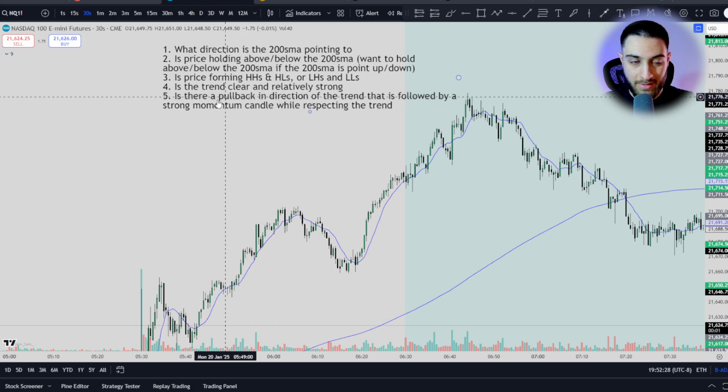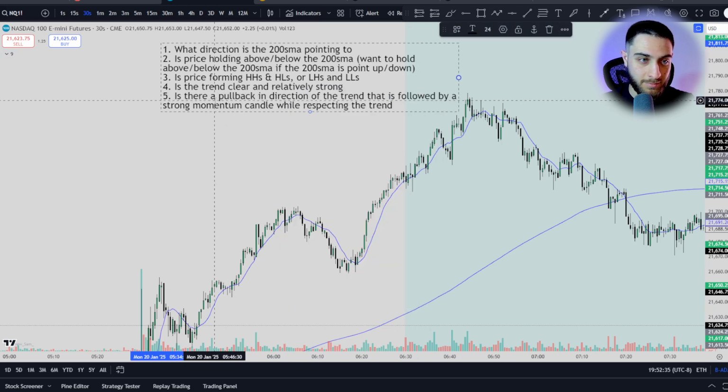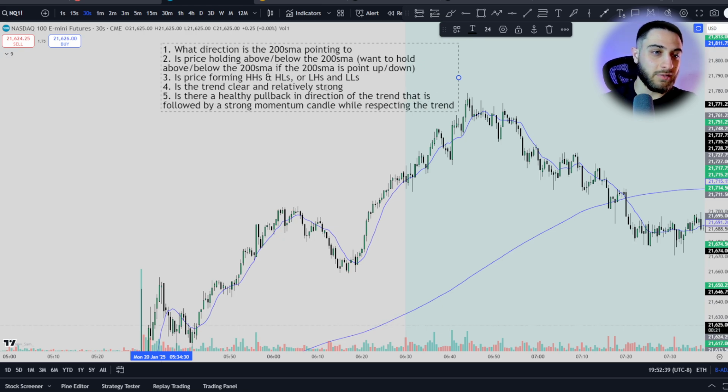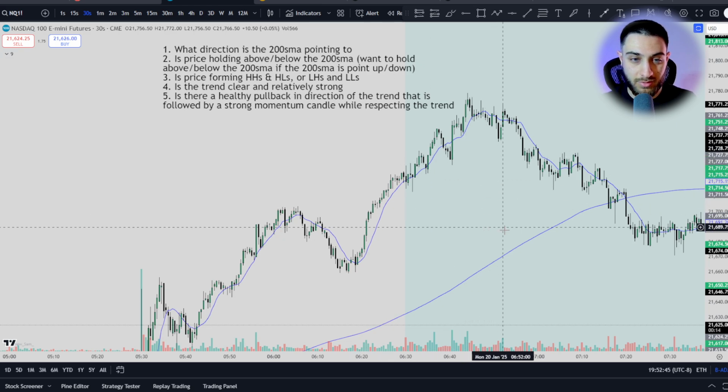Is there a pullback? Now the last thing, this is what we need to look out for. Is there a pullback in the direction of the trend that is followed by... actually, I should put this: a healthy pullback. Now, I'll define what healthy is. Healthy is a term I like to use to define a specific type of pullback. One that's not too little.